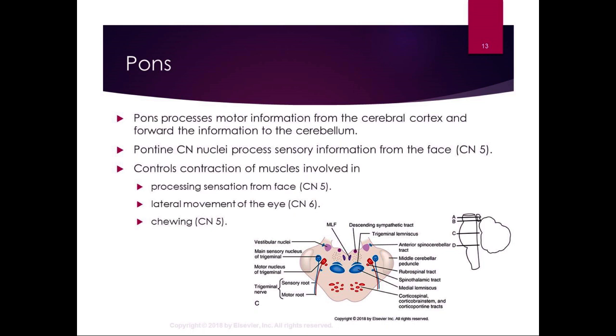So the pontine cranial nerve nuclei process sensory information from the face, and control contraction of muscles involved in processing that sensory information from the face, lateral movement of the eyes, and chewing. So the pons is also a big player in movement and survival type activities.